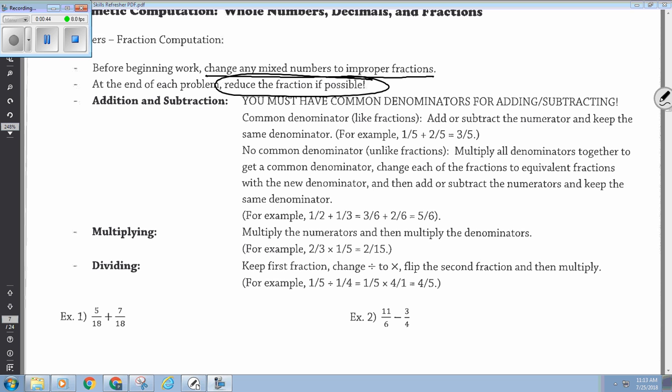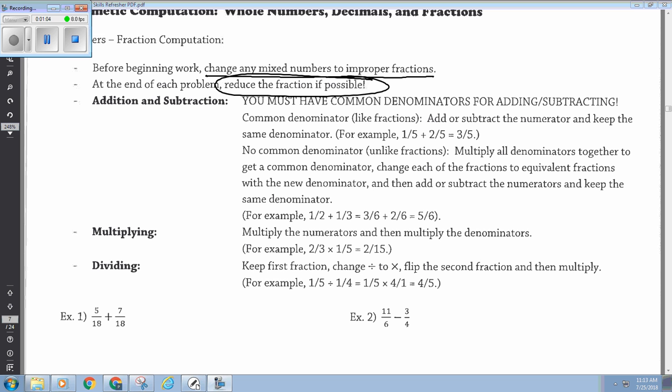So we're going to start with adding and subtracting. Remember from a previous video that I did, the denominators must be the same. You cannot add and subtract if the denominators are not the same. So we're going to do one in which they're the same and one in which they're different.